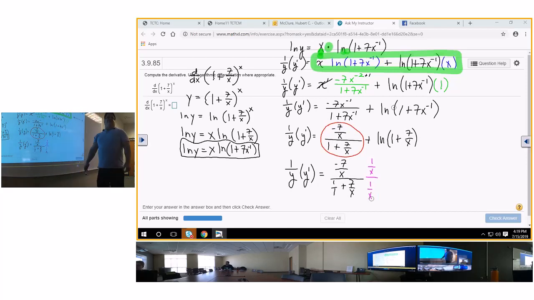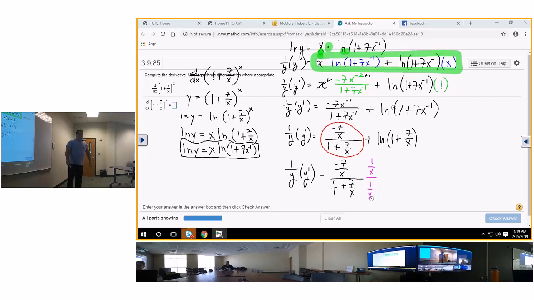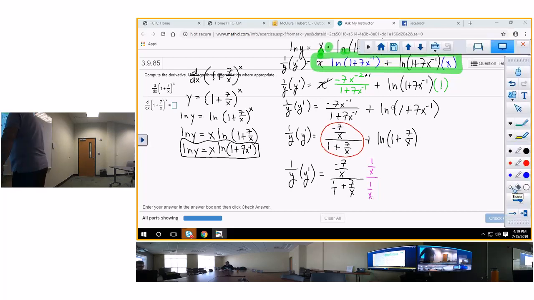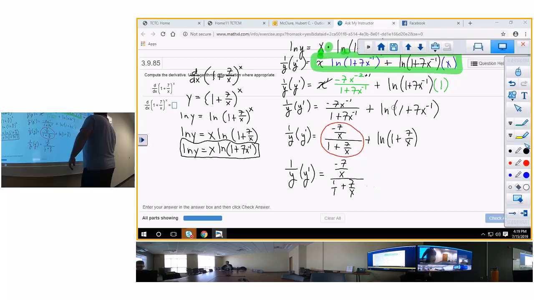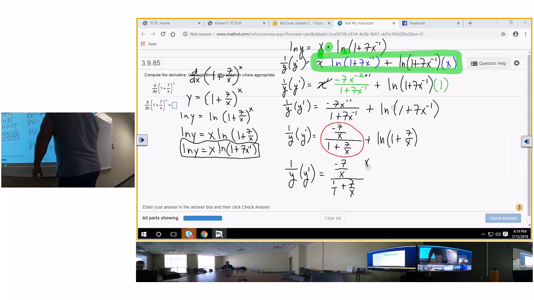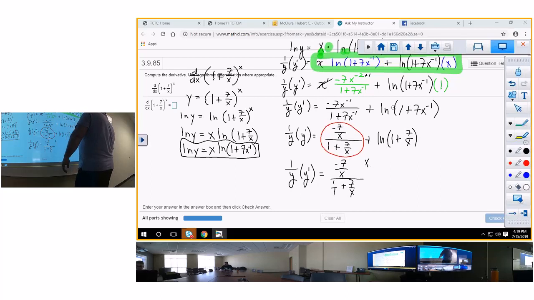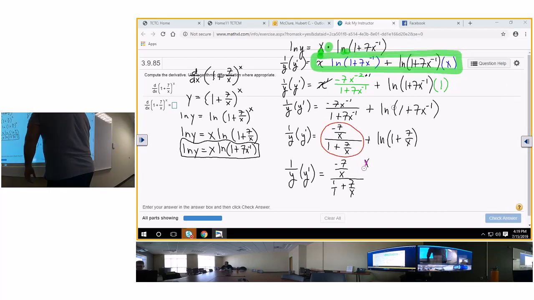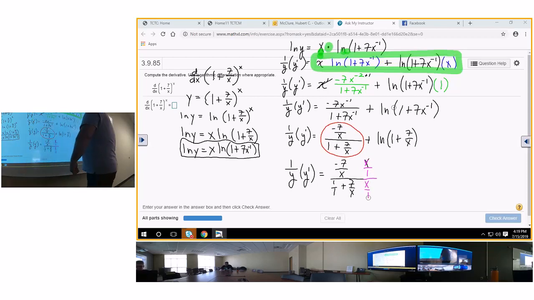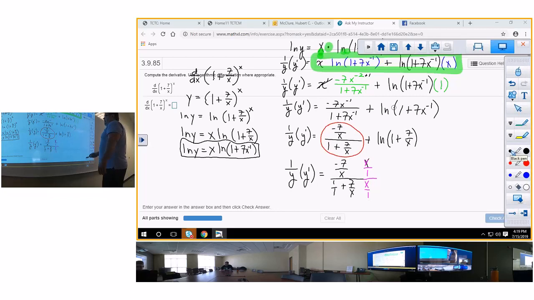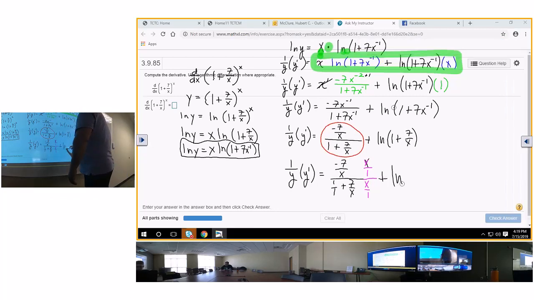This is back in Algebra 2, remember? So, I've got a negative 7 over x, or x over 1, I'm sorry. X over 1 over x over 1. What's x over 1 over x over 1? 1. So x over 1 over x over 1. And of course you're going to add that to the natural log of 1 plus 7 over x.